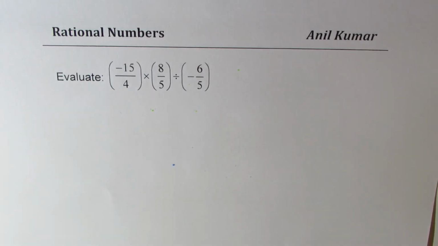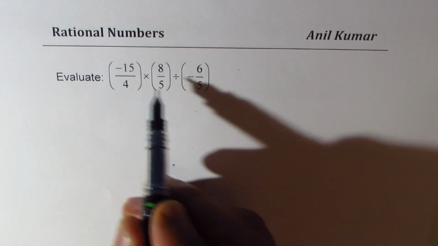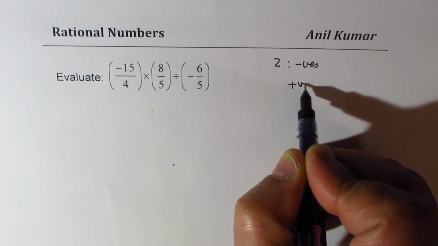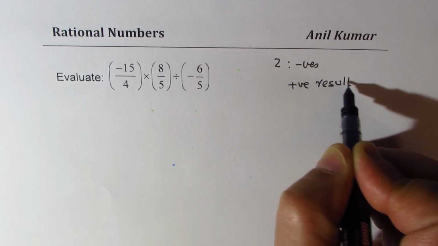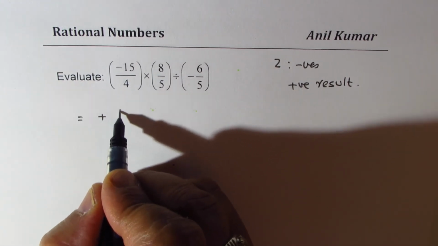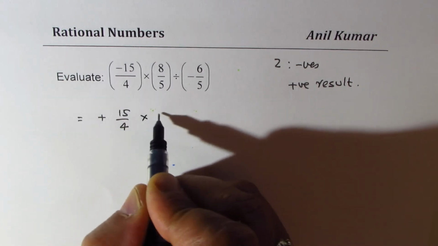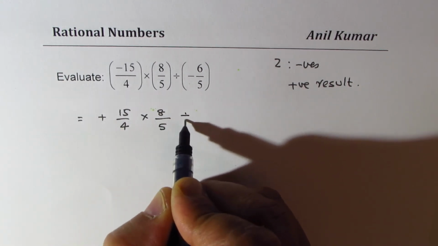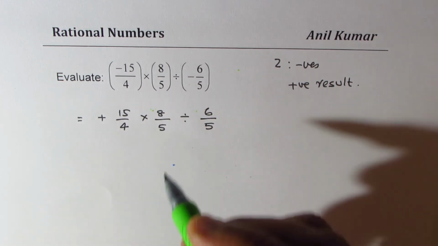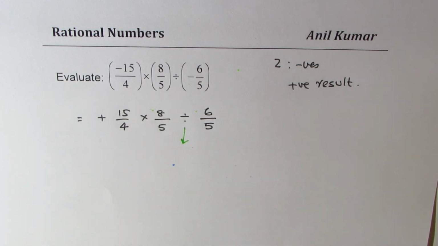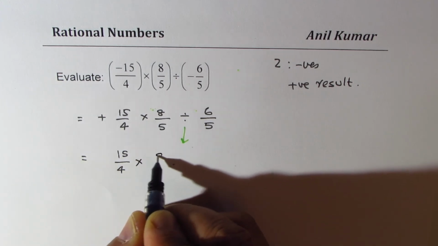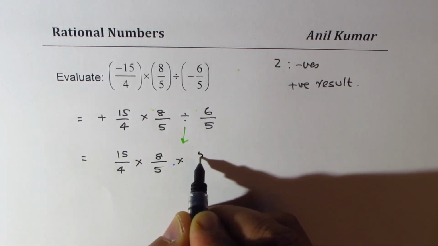Now let's take the next one. In this case, we have two negative signs, right? So we have two negatives. That means positive result. I hope that is clear. So we could write this as positive, and we'll just copy the question, which is 15 over 4 times 8 over 5 divided by 6 over 5. Now, we are going to change the sign from division to multiplication. So what we get here is 15 over 4 times 8 over 5 times 5 over 6.